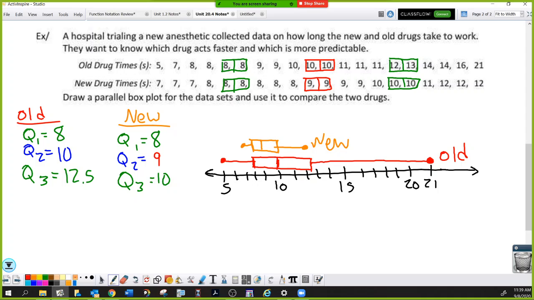The new drug is generally a little bit quicker. And the new drug times are less spread out, which is exactly what we said. So they said the new drug is more predictable because there's less, to use a term that we're going to be more specific about soon, less variance. It doesn't vary too far from the median. And that's all there is to box and whiskers and parallel box plots.